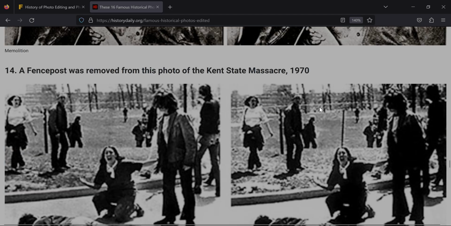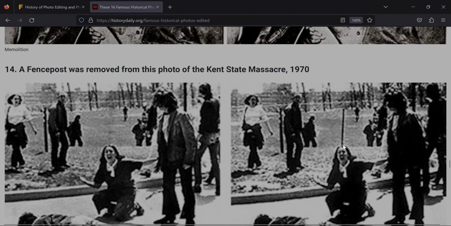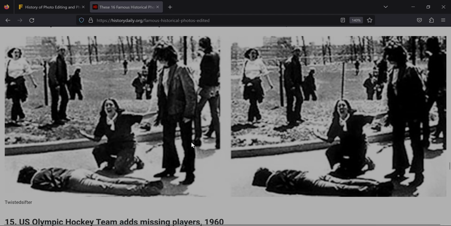And this from 1970, from the Kent State Massacre, a fence post was removed from this photo. This fence post right there that looked to be going into the back of this girl's head almost. Very strange scene with people walking around almost confused as to what's going on.